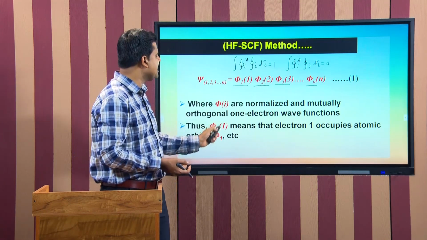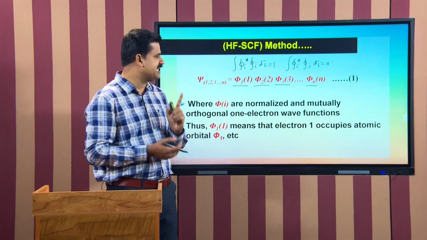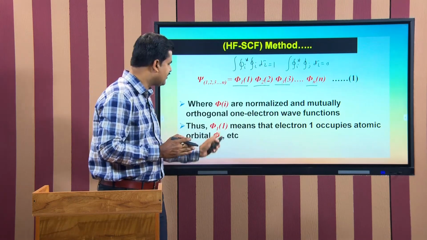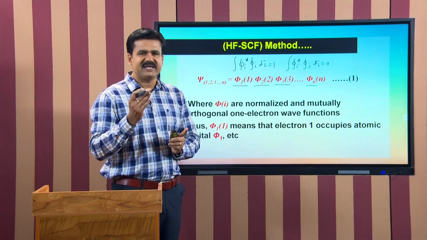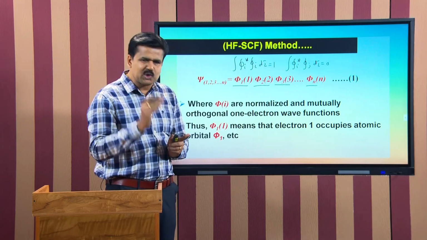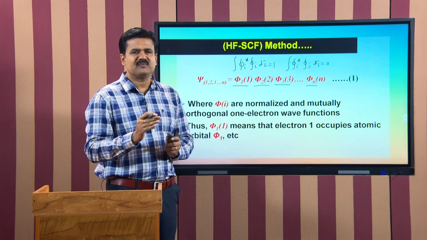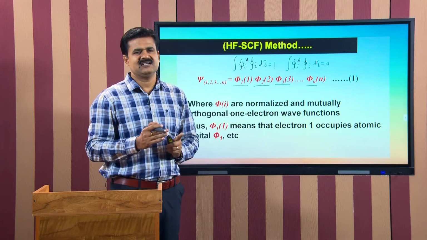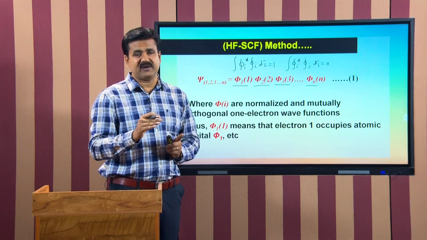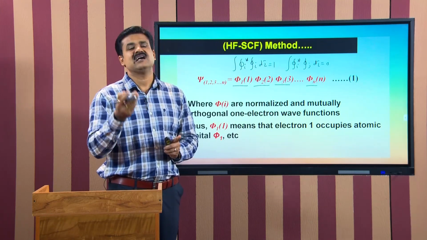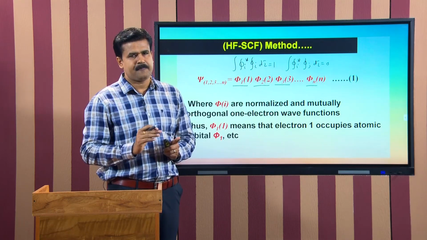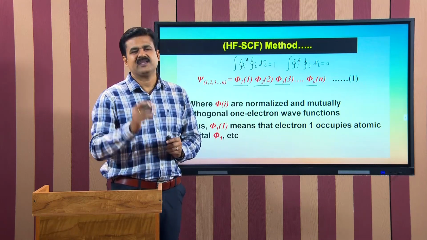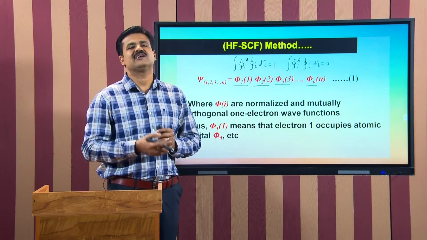Thus, phi 1(1) means that electron 1 occupies atomic orbital phi 1. Phi 2(2) means that electron 2 occupies atomic orbital phi 2, and phi n(n) indicates that the nth electron occupies atomic orbital phi n. Thus, the total n-electron wave function can be represented as a product of n one-electron wave functions.